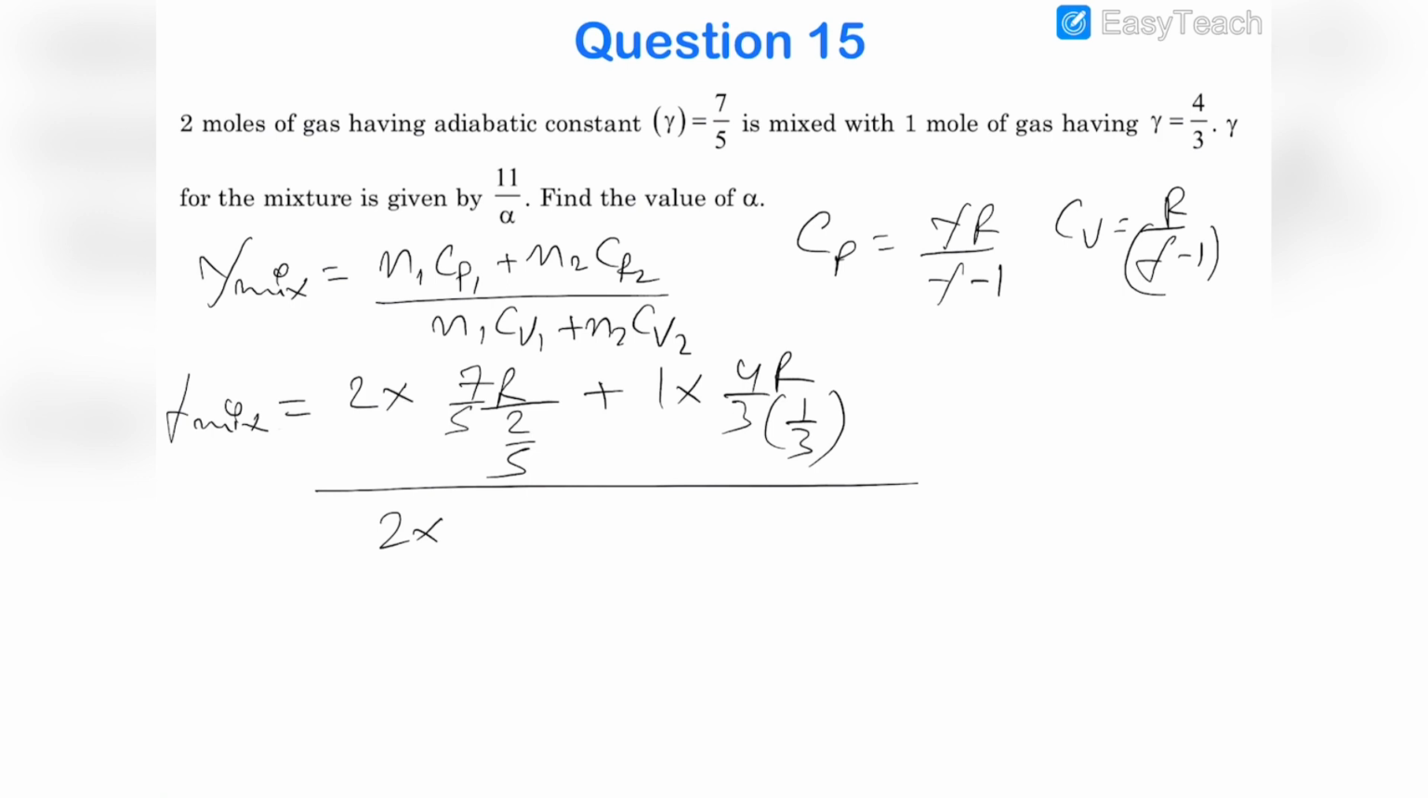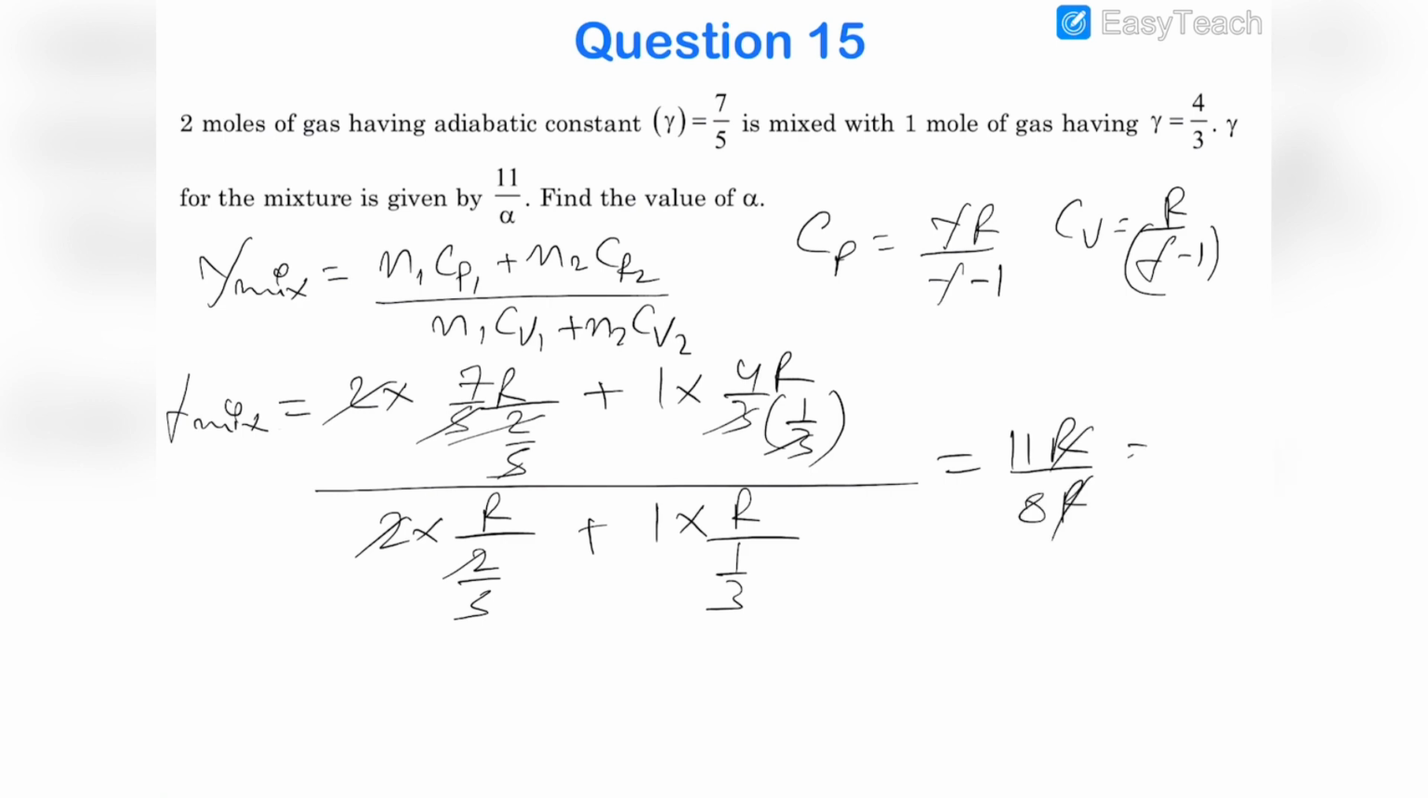2 into Cv1, which is R upon gamma minus 1. Now gamma minus 1 will be 2 by 5. Again, this is N2. N2 is 1, and this is R upon 4 by 3 minus 1, which is 1 by 3. So you can see that this is 7 plus 4, 11R, and this will be 8R. So this is 11 by 8. So alpha will be equal to 8.